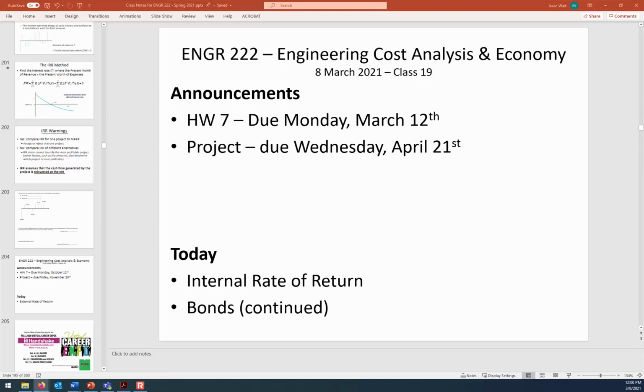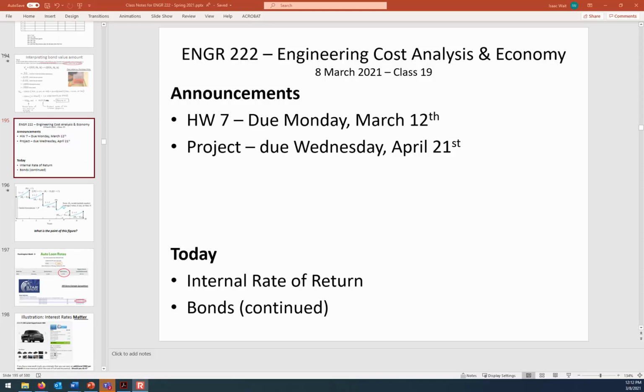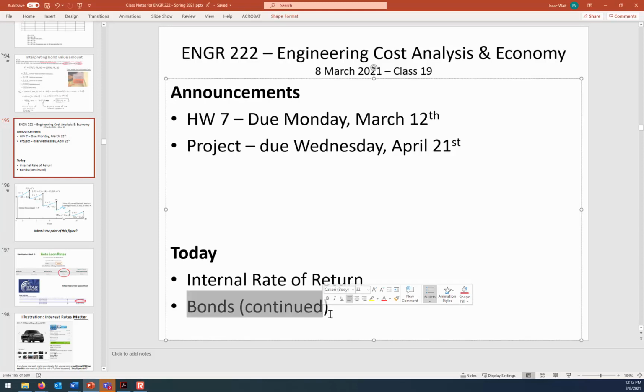Now that we've gone over the exam, let's talk about internal rate of return. Since we spent a little bit of time going over the exam, I'm not sure whether we'll have time to get through this additional bond calculation. We'll just have to see.